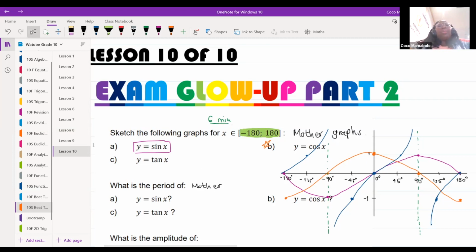Okay, all right. So remember, guys, what does the period refer to? The period refers to how long it takes me to draw a full graph. So if we look at the mother graph of a sine graph, how long does it take me to draw one full graph of sine? From what degrees to what degrees, or how many degrees does it take to draw a full sine graph? Anybody remember?